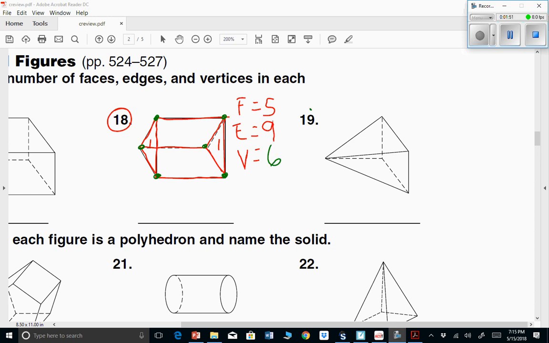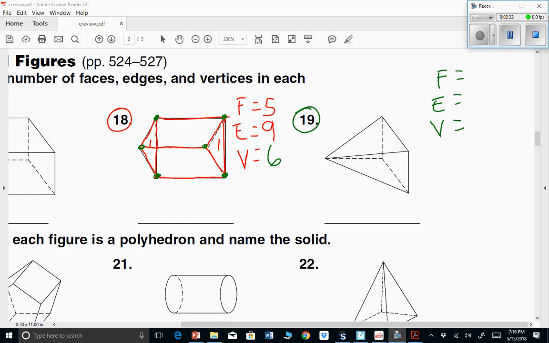Number 19. This shape is a pyramid, which it would have been nice if they'd have turned it the other way, but they didn't. Looks to me like it's maybe a square pyramid, that's its base. And then it has triangular faces that join then at a point, okay? And pyramids are named for their bases, so assuming that this is a square, then that would be a square pyramid. The question again is how many faces, edges, and vertices.